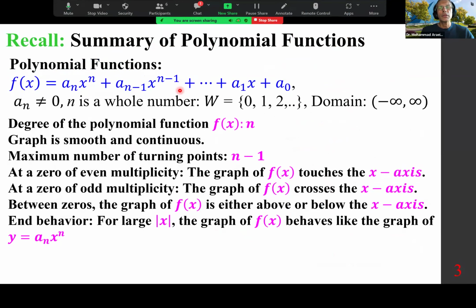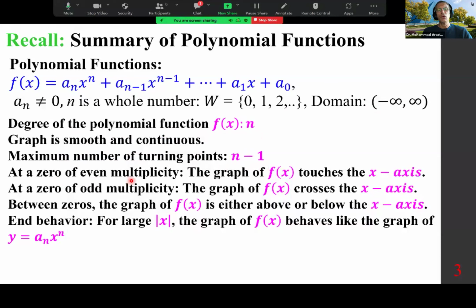Reminding everybody, summary of polynomial functions. Polynomial functions are in the form of f of x equals a sub n x to the power of n all the way to a sub 0, where a sub n can't be 0. n is a whole number, meaning 0, 1, 2 to infinity. The domain is all real numbers from negative to positive infinity. Degree of a polynomial is n. Graph is smooth and continuous. Maximum number of turning points is n minus 1.